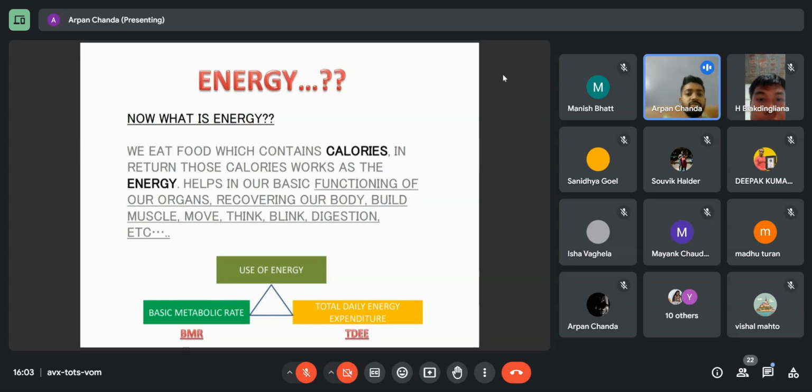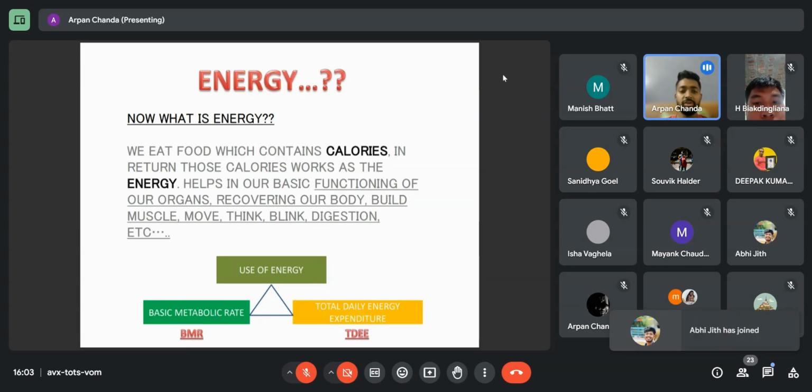So now what is energy? Energy is like we eat food and that food contains calories, okay? Those calories are in return converted to energy, which helps our body to do various movements, functioning of our organs, recovering, building our muscle, move, think, blink, digestion, everything. Now this energy we further divide into two parts.